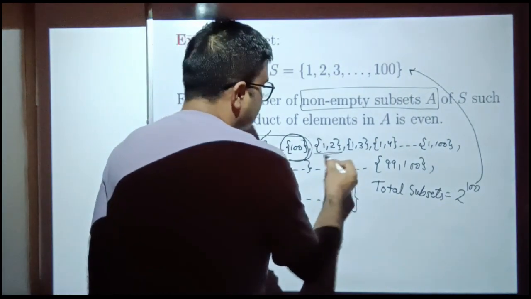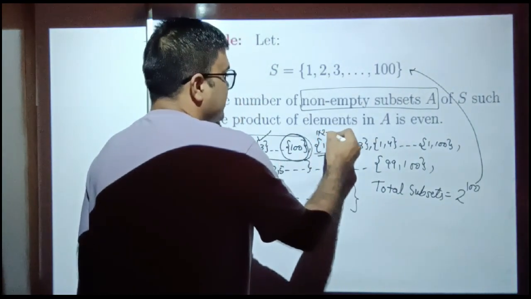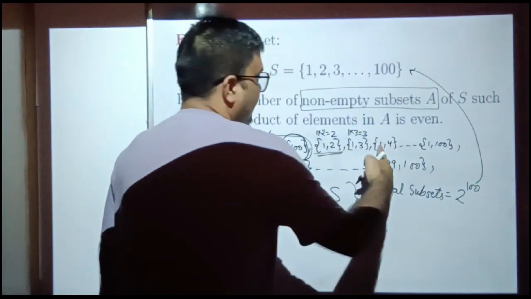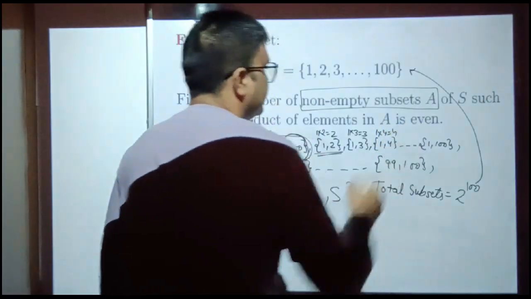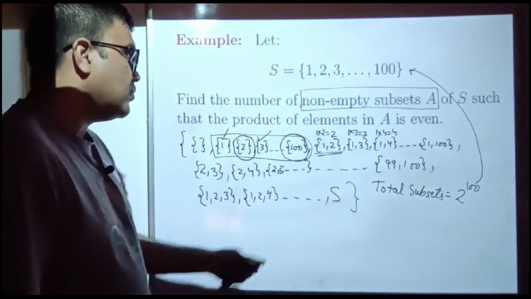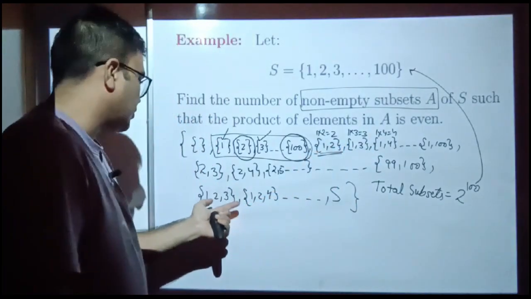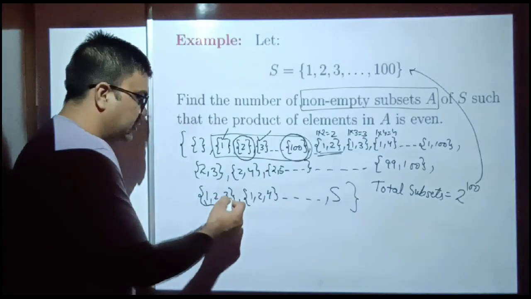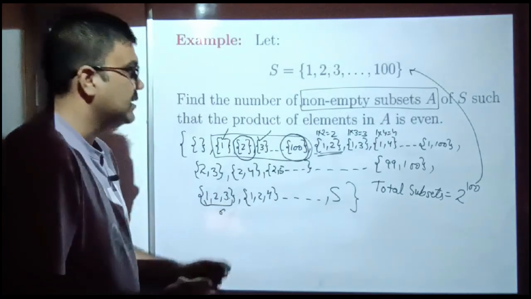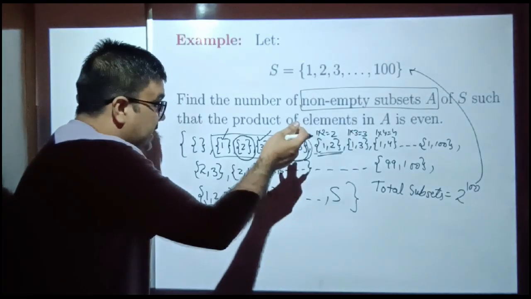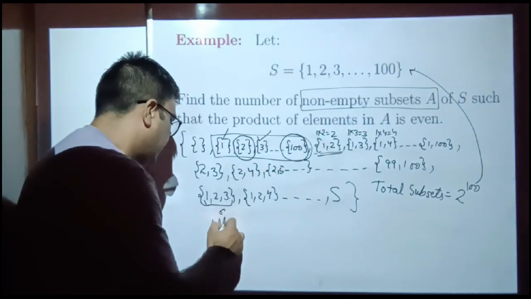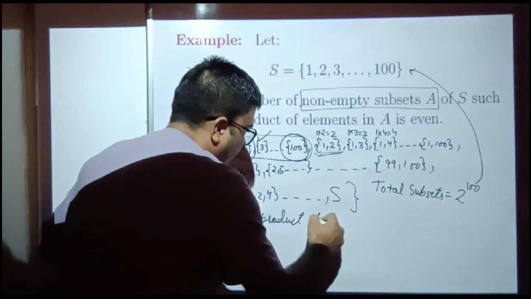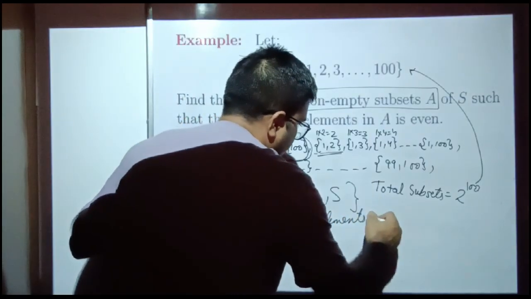Now suppose I take the subset 1, 2. What is the product? 1 into 2 is 2, which is even. 1 into 3 is 3, which is odd. 1 into 4 is even. Suppose I take 1, 2, 3: the product is 2 into 3, 6, which is even. So first of all, let us look at the case when the product of elements is odd.